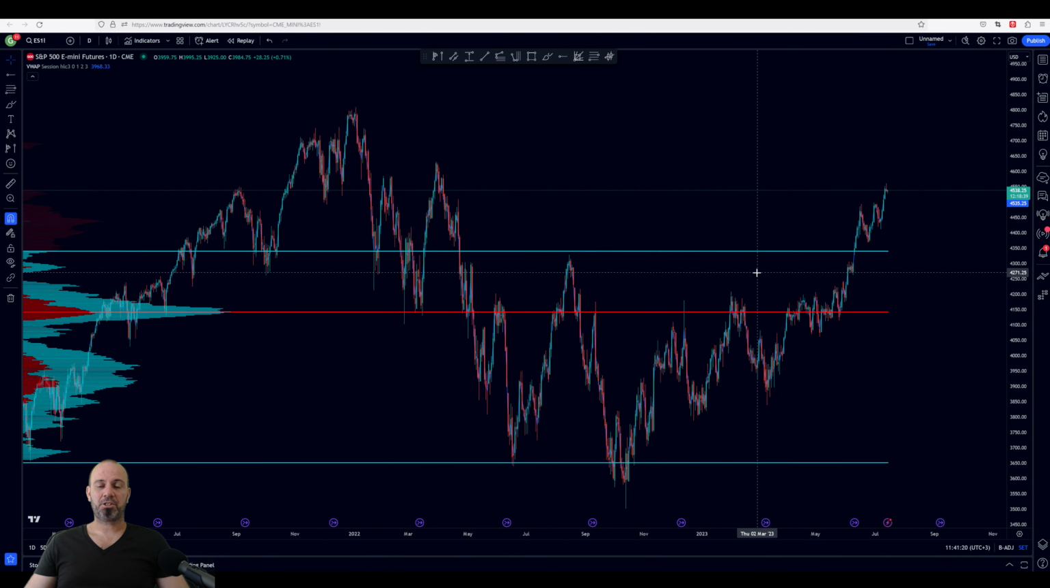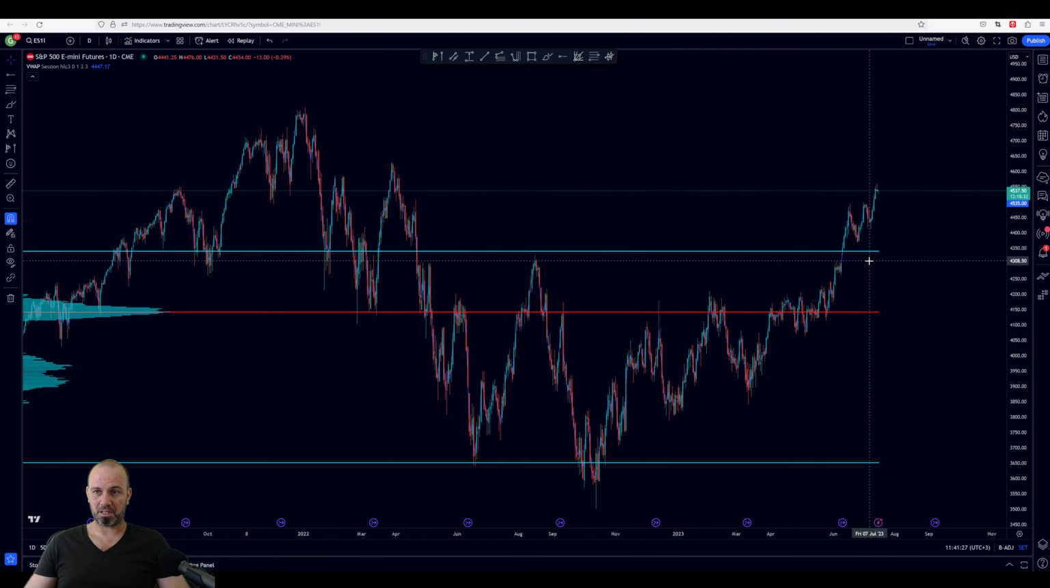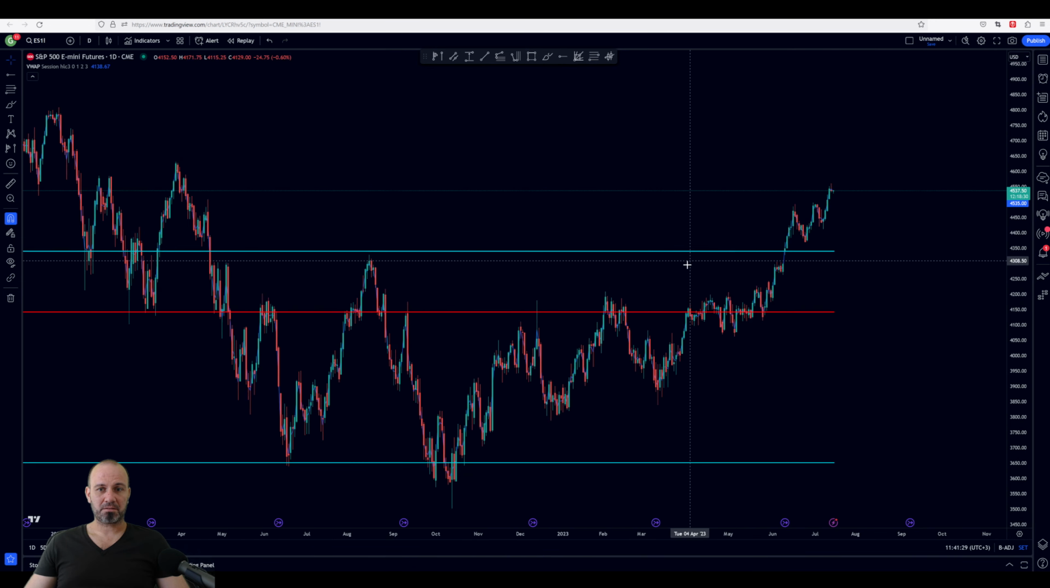And I showed you when was the last public sim? 2 weeks ago. I showed you this and not much happened, right? So basically the price spent a lot of time here trying to claim the point of control of this range. Point of control, resistance, consolidation, breakout, backtest, and up we go, right?